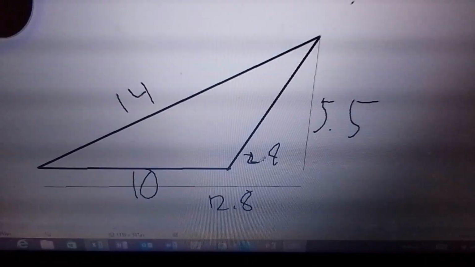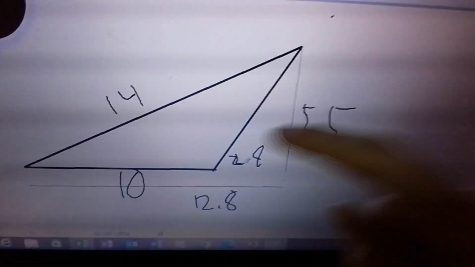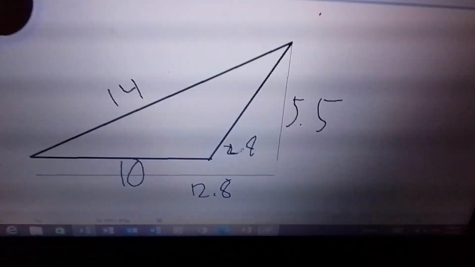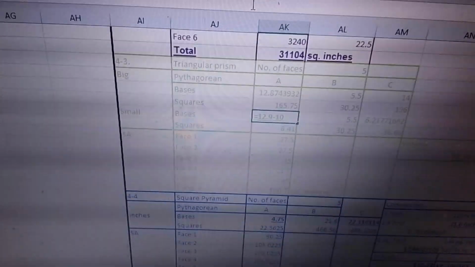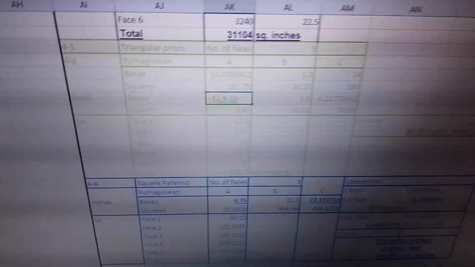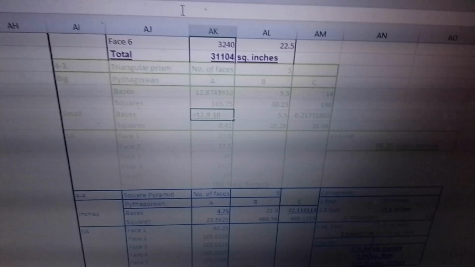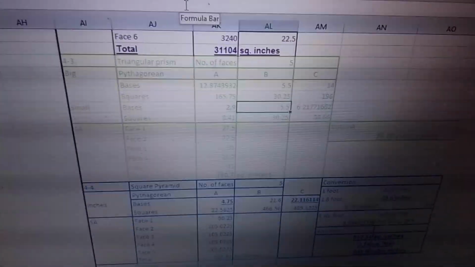And then we play Pythagorean theorem again, so that we can get this measure. Alright? So this is what happened. Actually, what I did, I used 12.9. I rounded it off. So I made it 12.9 minus 10 to give you 2.9. And now, we play Pythagorean theorem.